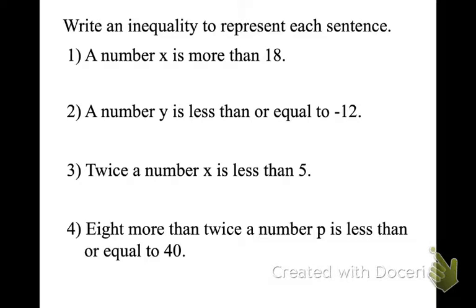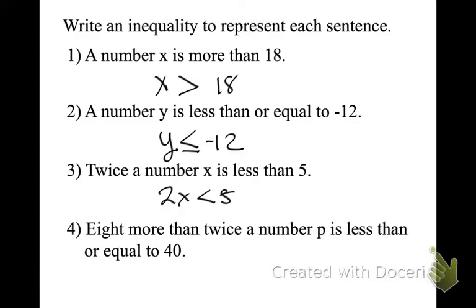All right, so how would I translate number one, Hugo? What am I going to write? X is greater than 18. Okay, number two. How about Dion? How do I write it? Y is less than or equal to. Perfect. How would I show, Adam, twice the number X is less than 5? 2X is less than 5.